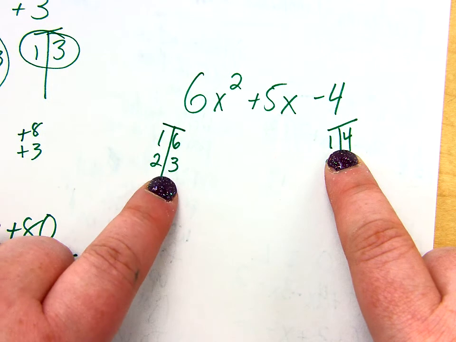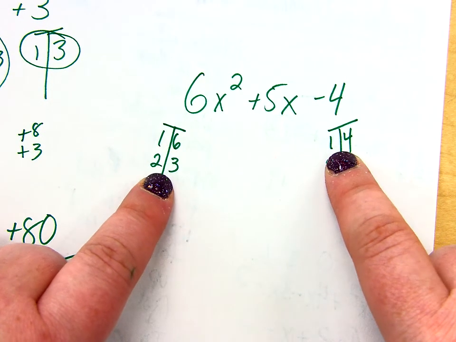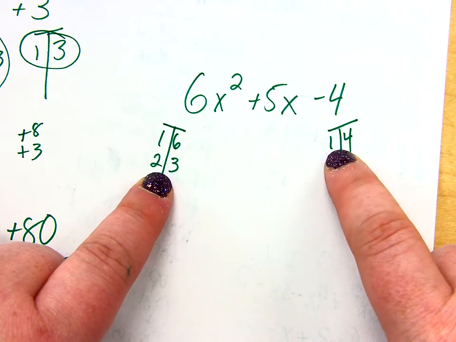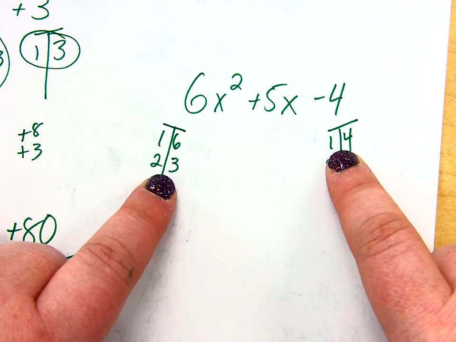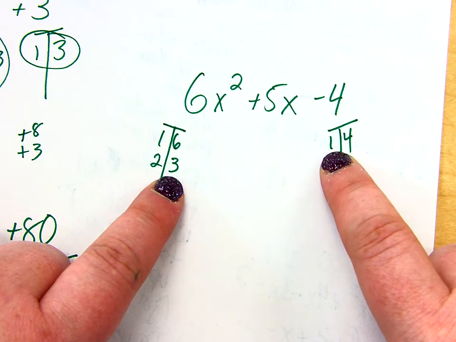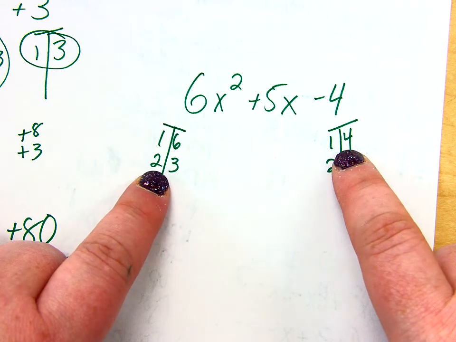So now maybe you try 2 and 3 with 1 and 4. Either you're going to have 2 times 1, which is 2, 3 times 4, which is 12. 2 and 12. Is that going to get you to a 5? No. So maybe it's 3 and 1, which is 3, 2 and 4, which is 8. No.